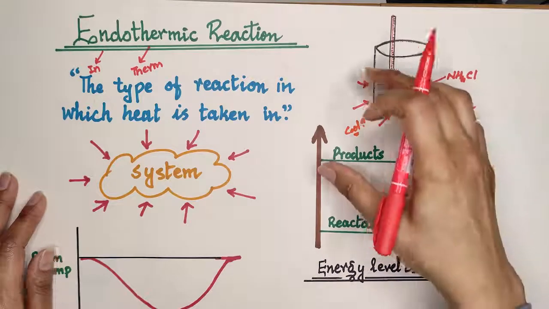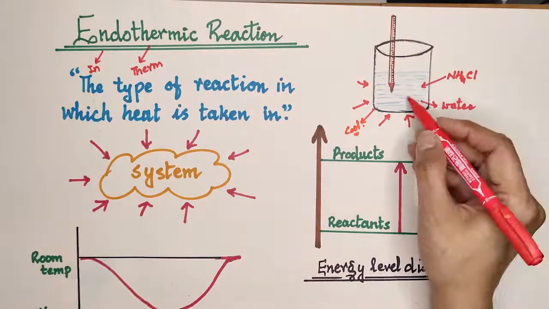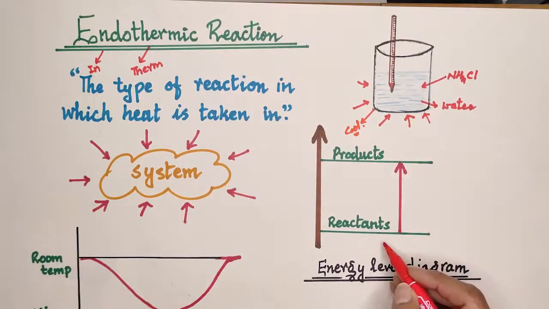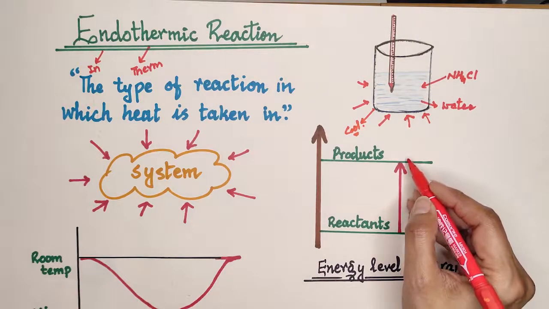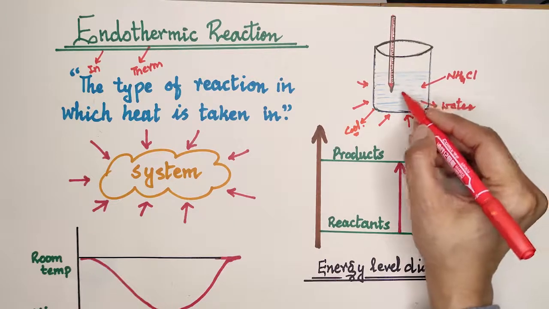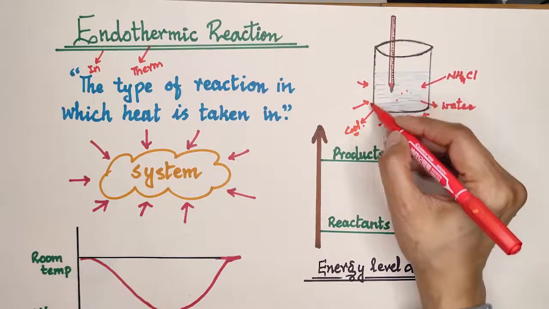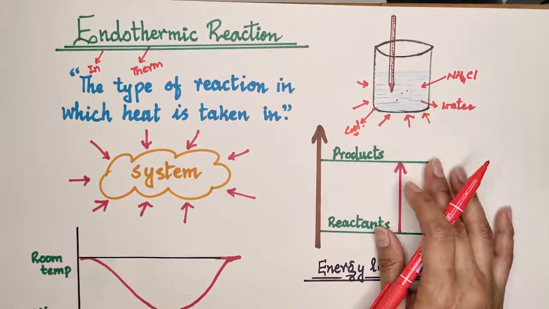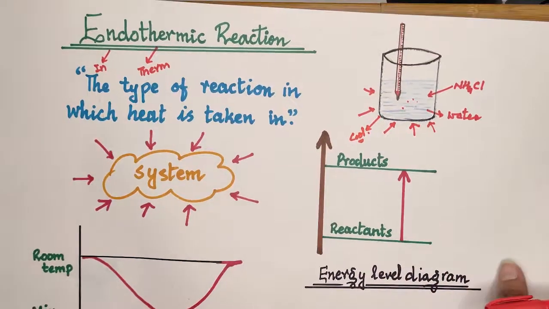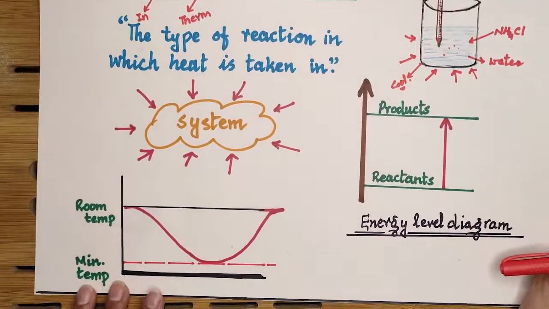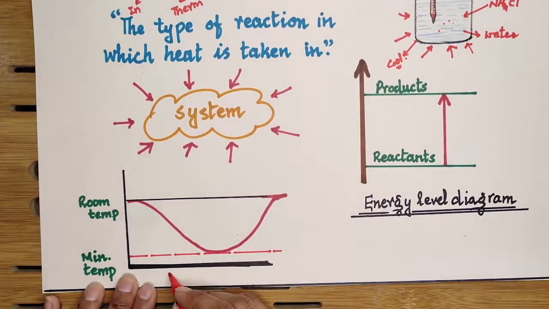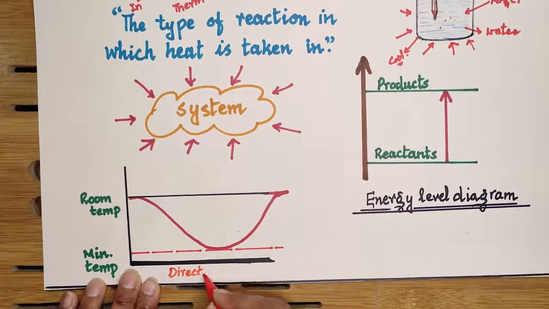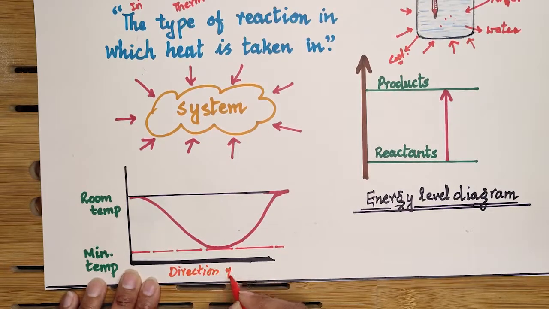So when it is going to absorb heat from the surroundings, all the reactants have less energy, whereas products have more energy. And when products have more energy in them, then the surroundings will have less energy. We can describe this by having a look at this graph, where we can say that reaction progress is the direction of reaction.